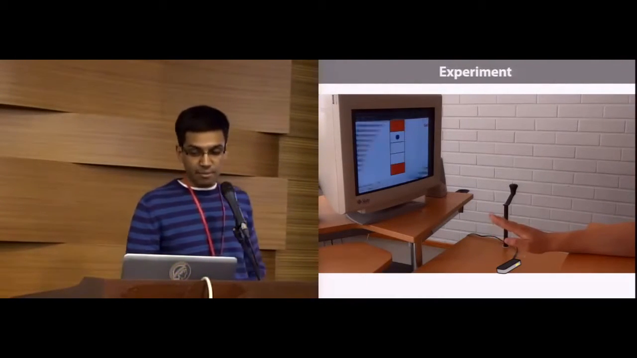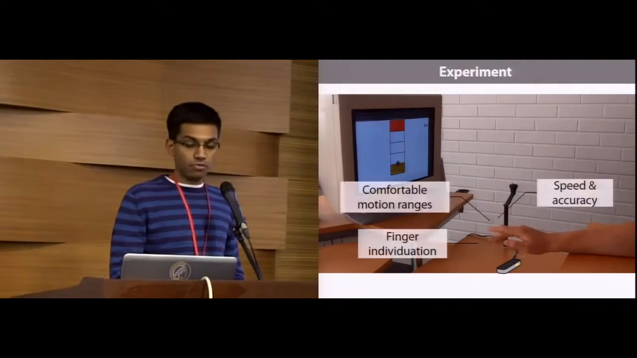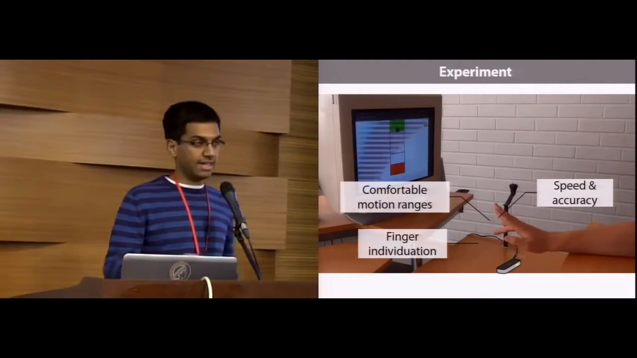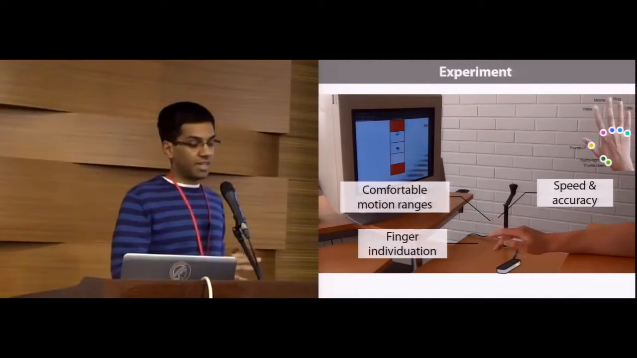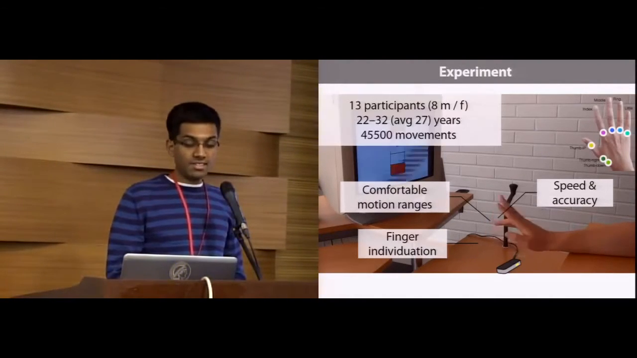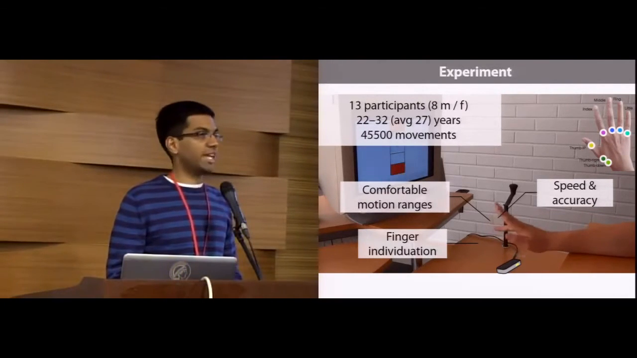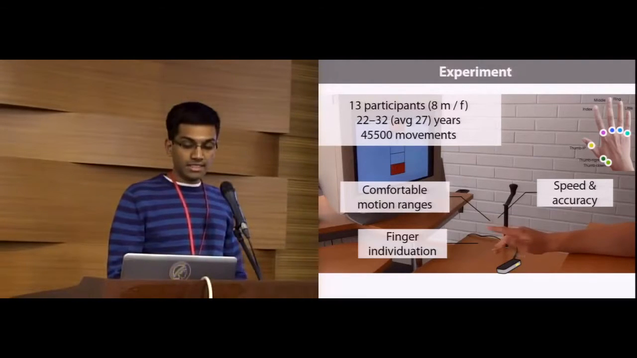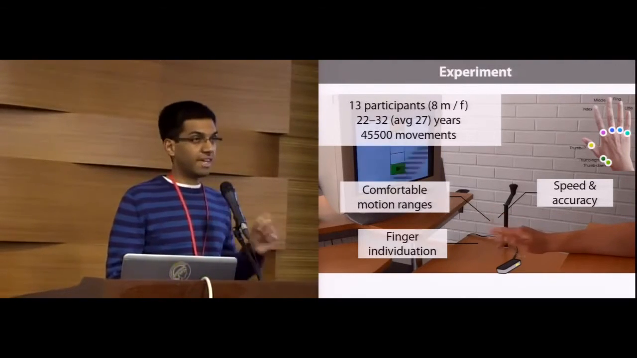The data collected can be used to obtain a joint-specific model of speed and accuracy, of motion ranges, comfortable motion ranges, finger individuation, and these elements of dexterity. We obtained such a model for 7 joints of the hand, which is shown in this figure. Our study had 13 participants, and in total, participants performed 45,000 aim movements. Let us now look at how we analyze this data to assess finger performance, that is, the speed and accuracy of fingers.